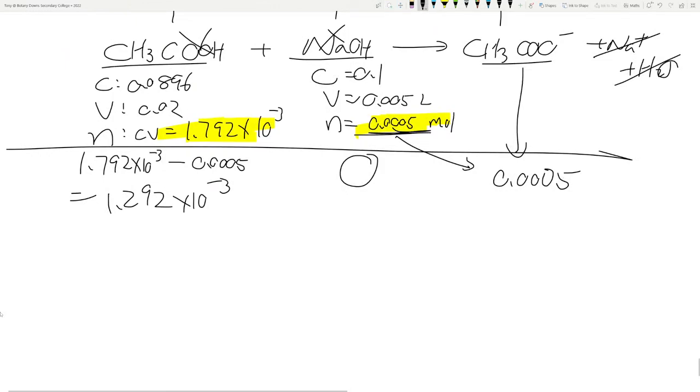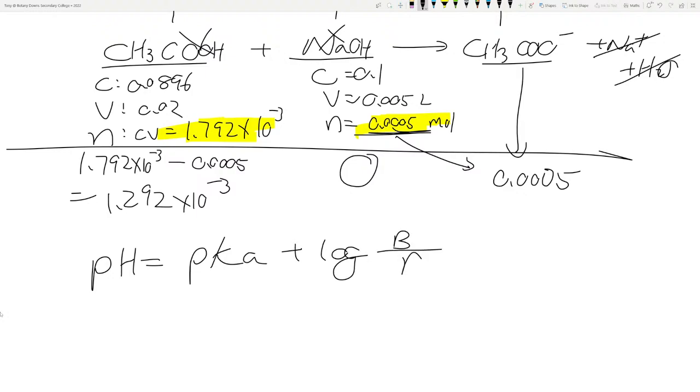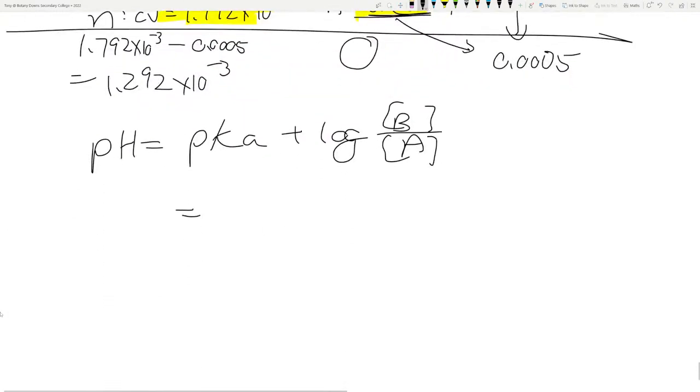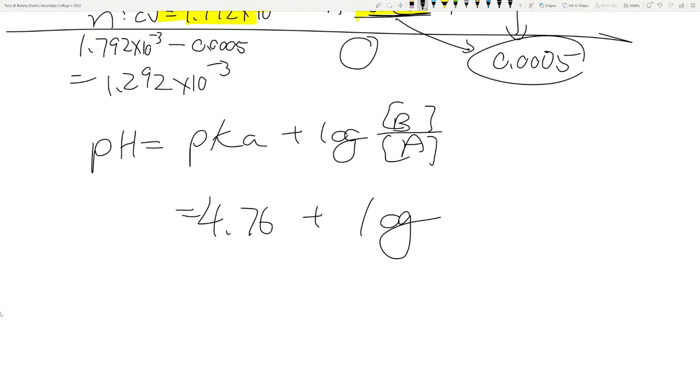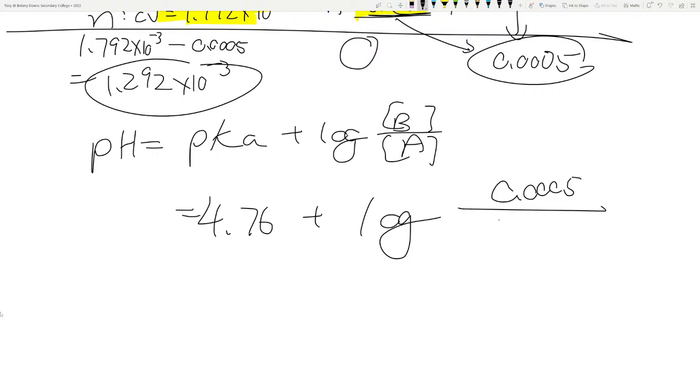So in here, this is where I just substitute pH equals pKa plus log base over acid. So what is the base? This is the base, this is the acid. And the pKa, what's the pKa? pKa is 4.76. So it's 4.76 plus log base right here, 0.0005, acid right here, 1.292 times 10 to the power of -3. Figure that out, then you get the answer.